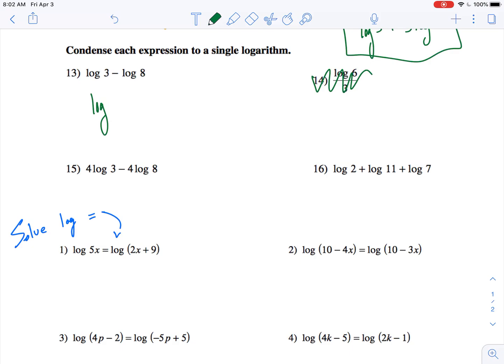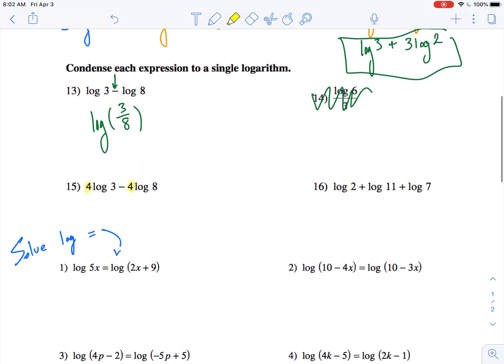Alright, now if I'm looking at condensing logs, we're going to do the exact opposite. So I want just 1 log. Don't worry about 14. Just 1 log. So I'm going to do some operation with 3 and 8. And if I've got subtraction, then I'm dividing. And it's always the first one divided by the second number.